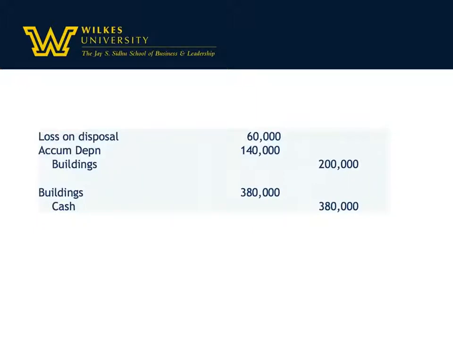And then, because we have to capitalize the cost of the new roof, we're going to put that in the cost of buildings for $380,000 and credit the cash that we paid for it. Now what we're going to do is depreciate the new amount for our building over the remaining 25 years we have left.